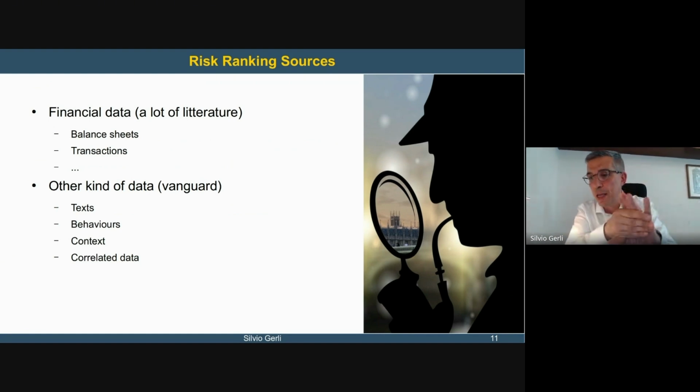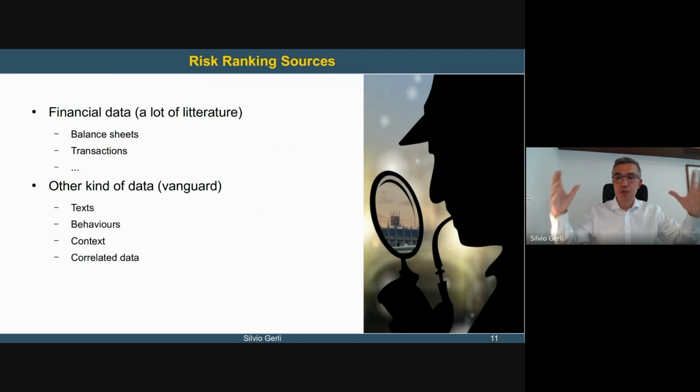This is very covered by a lot of literature, but there are other possibilities, which is using, as we said, unstructured data. So text in the companies, for instance, news, the contracts, the sentences, the communication in the company, behaviors, both of the company and of the employees, for instance. So construct the profile of behaviors, the context, the market where the company operates, or the geolocalization, the risk of the particular area or other areas, the correlated data, for instance, the suppliers, the customers, the partners.